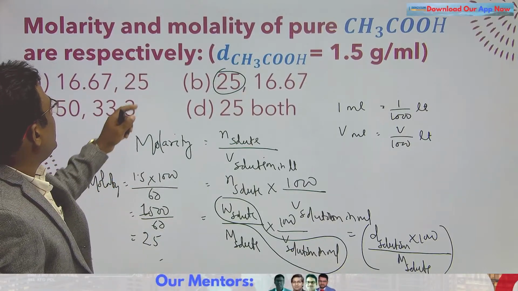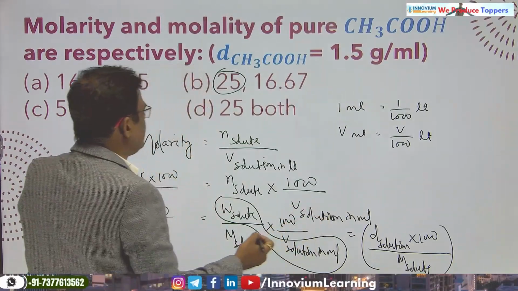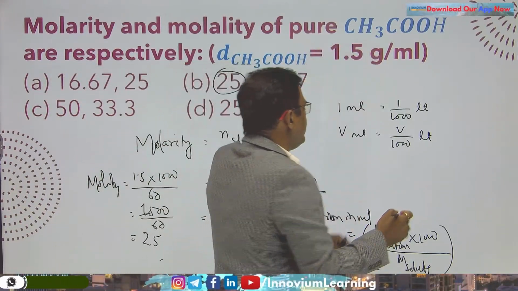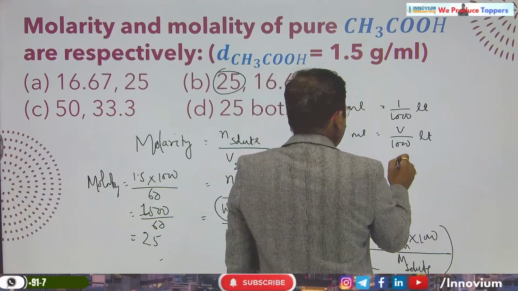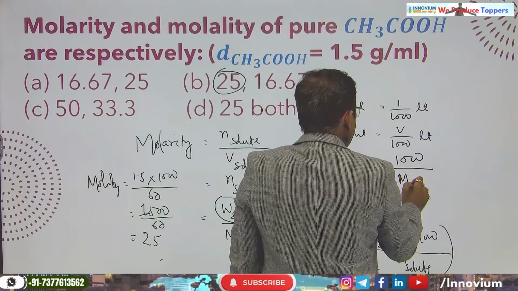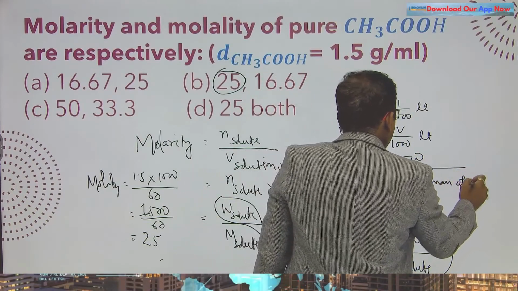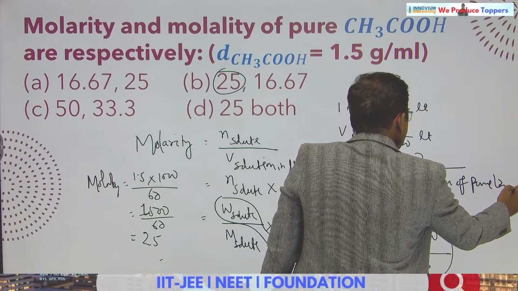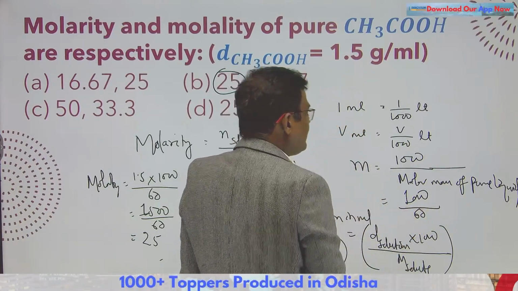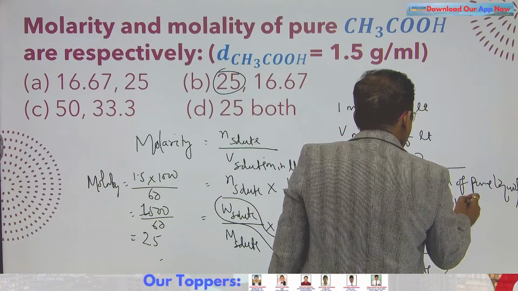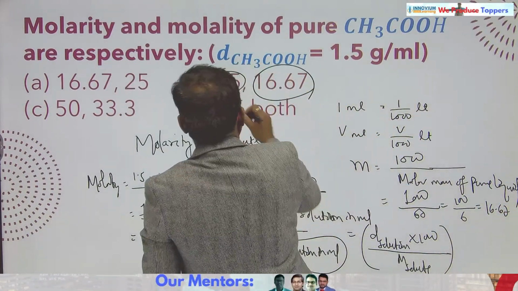Now, what is the molality? For molality, you know that if a pure liquid is given, then molality can be directly calculated. Just now I derived it in the previous question. It is 1000 by the molar mass of that pure liquid. What is the molar mass of acetic acid? That is 60. So it is 100 by 6, which is 16.67. So this is the molality. So the answer is B.